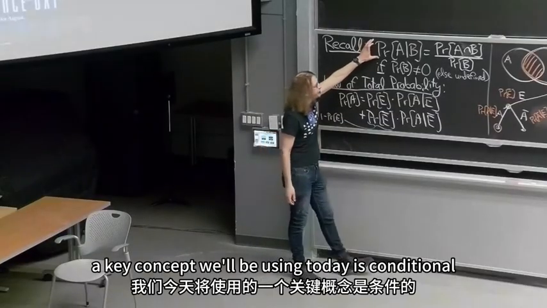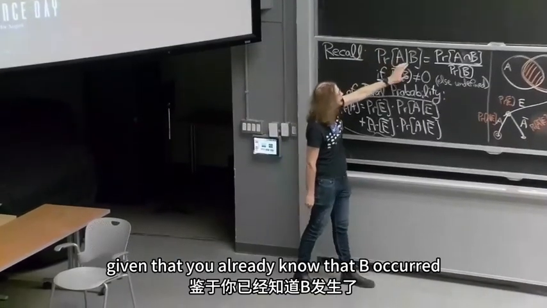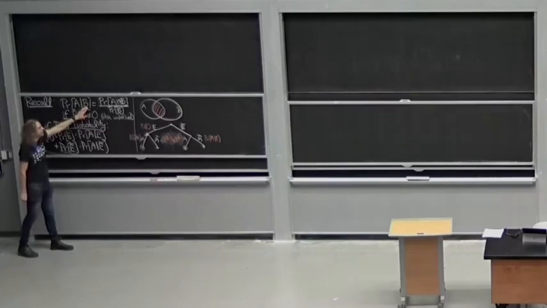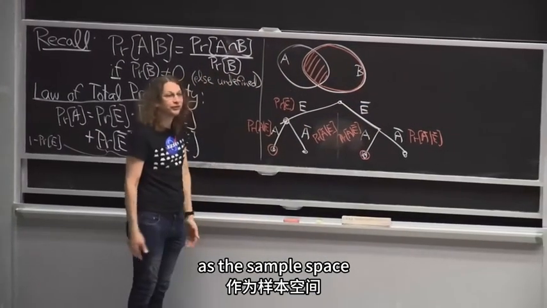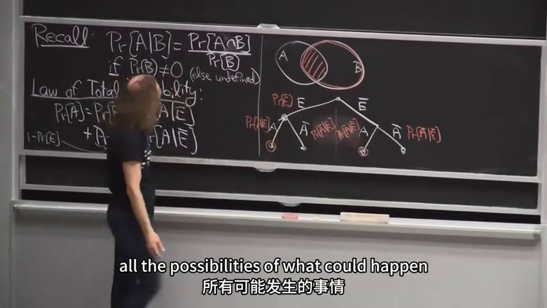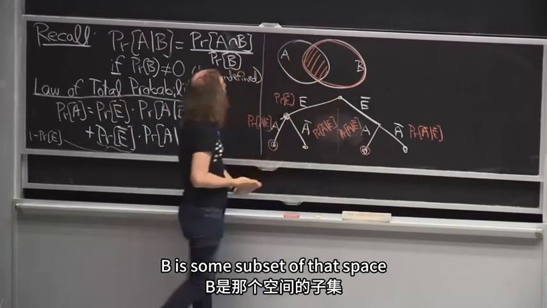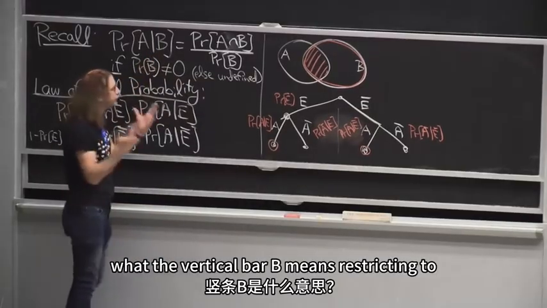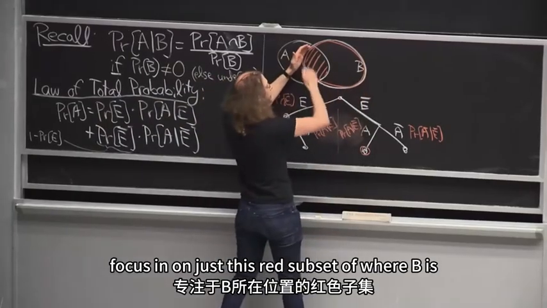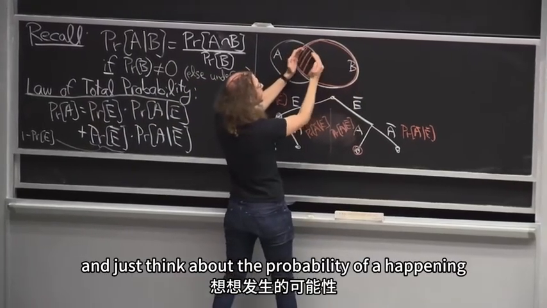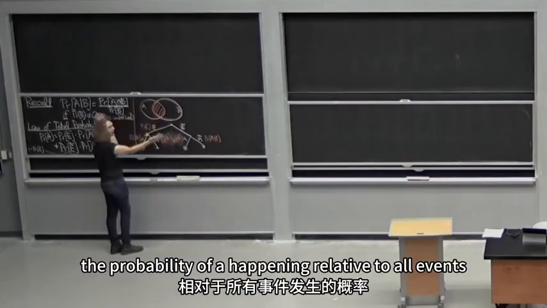The key concept we'll be using today is conditional probability. Remember, this notation is the probability of event A occurring given that you already know that B occurred. Imagine this entire blackboard as the sample space, all the possibilities of what could happen. Event A is some subset of that space, and B is some subset of that space. Conditioning on B means focusing in on just this red subset where B is, and thinking about the probability of A happening relative to those events, instead of relative to all events.